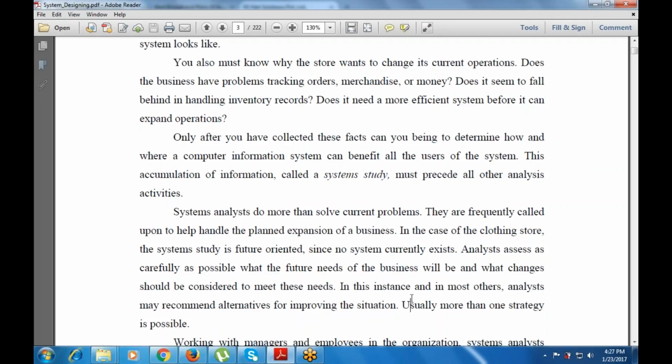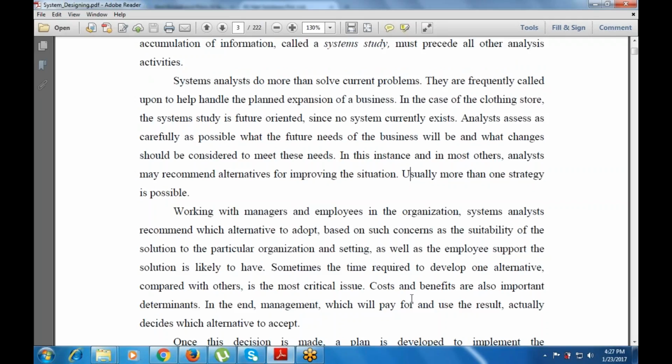Usually more than one strategy is possible, so the analyst works with the managers and employees in the organization. The system analyst recommends which alternative to adopt based on concerns such as the suitability of the solution to the particular organizational setting, as well as the company and employee support the solution is likely to receive. There may be only one alternative, multiple alternatives, or different alternatives. In the end, management, which will pay for and use the result, actually decides which alternative to accept.